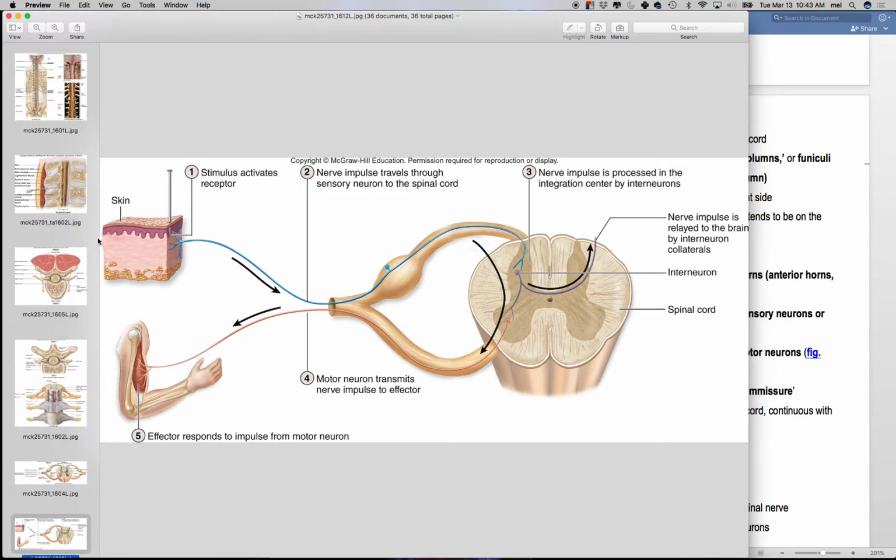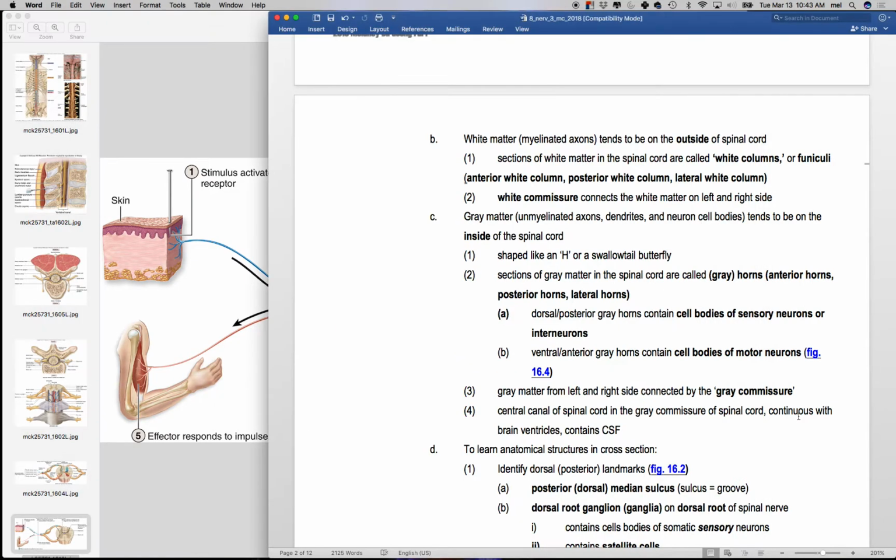So this is showing you sensory information in, motor information out for a reflex. Okay? So sensory information in, please note that the sensation comes in the back side and the motor information comes out the front side, right? Okay, so let's look at what is in there.